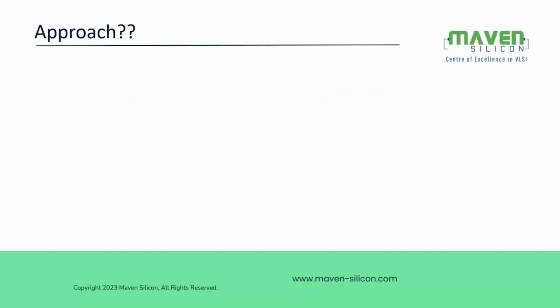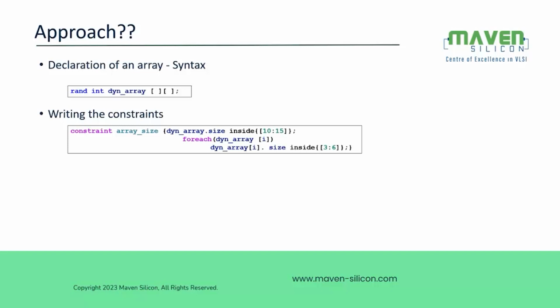So here are 3 important points to be taken care of before we start approaching the solution. First, declaration of an array, which means the syntax. Before we start writing constraints, we need to make sure the array is declared with proper syntax, say the rand or randc modifiers are declared. Second point, writing the constraints. While writing the constraints, we need to make sure the conditions are not conflicting with each other and we have covered all the required conditions.